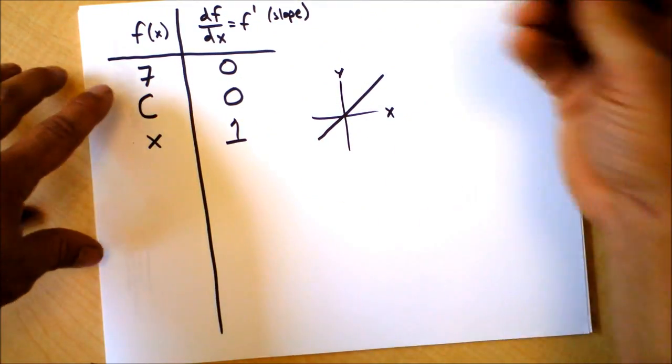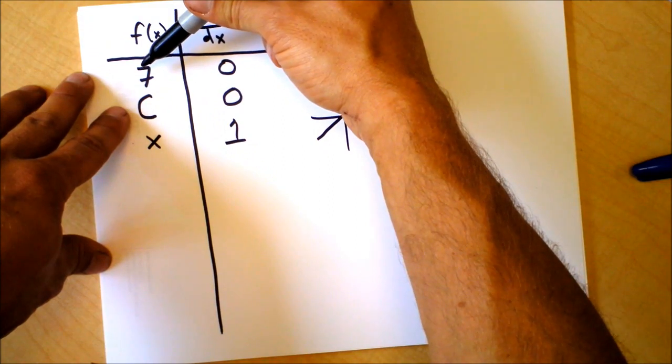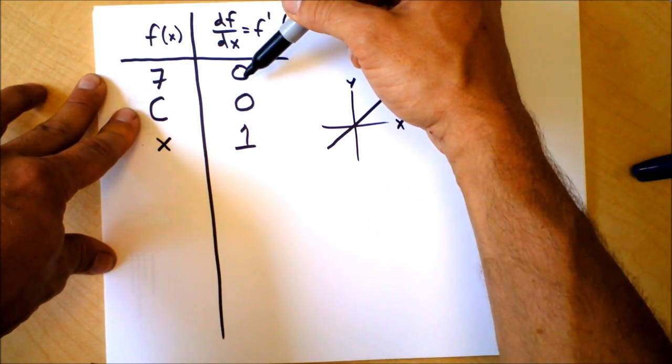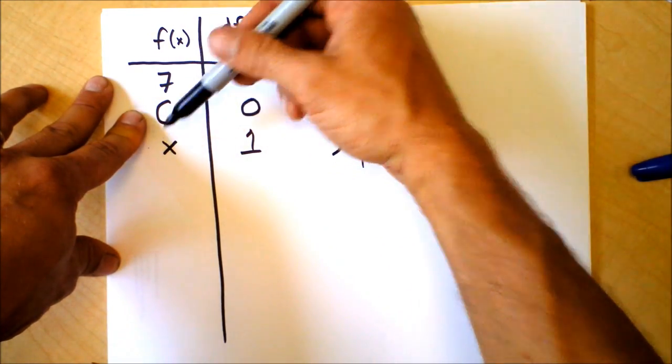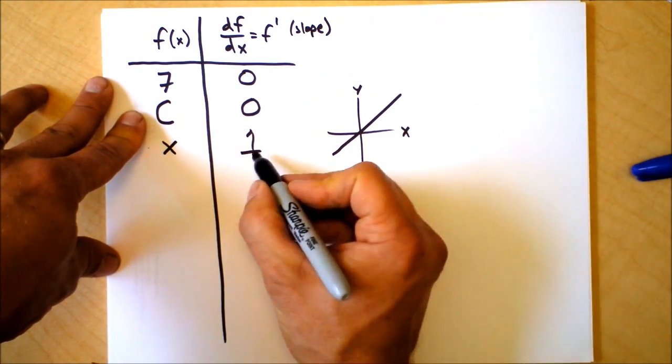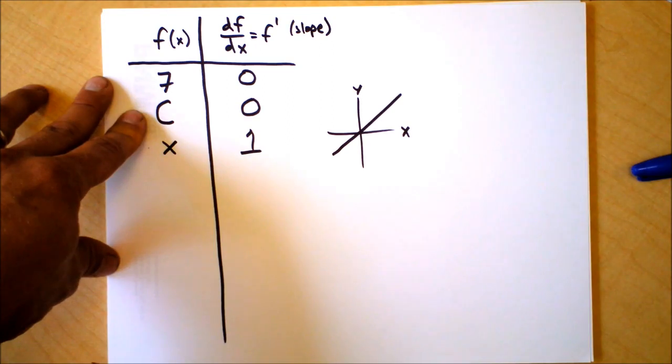So something with a constant value has a slope of 0. It doesn't slope. Something with an increasing value steadily has a slope of 1. I guess that makes sense.